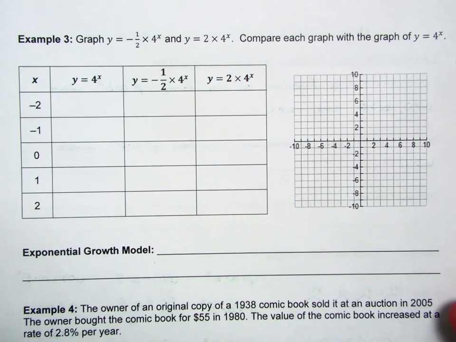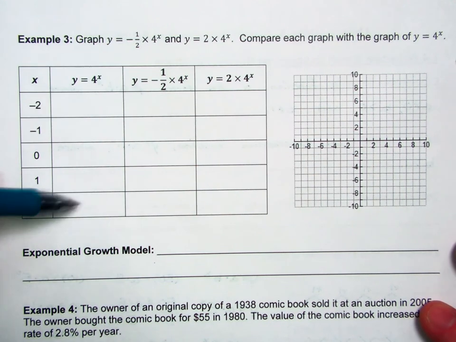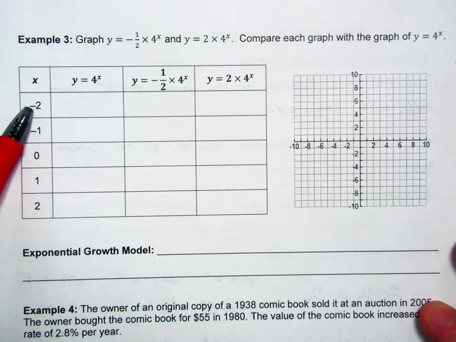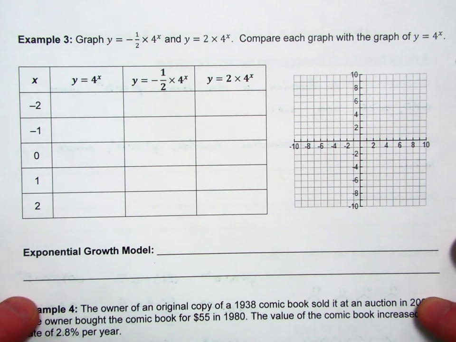So what I'd like you to do right now is pause this and go ahead and complete your table for y equals 4 to the x power. Again, remember what you need to do with negative exponents here and 0 exponents, and then complete your table for that one. So again, pause it, complete your table, and see how that looks.